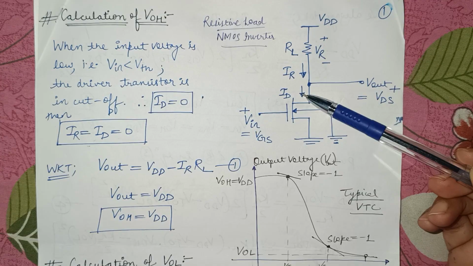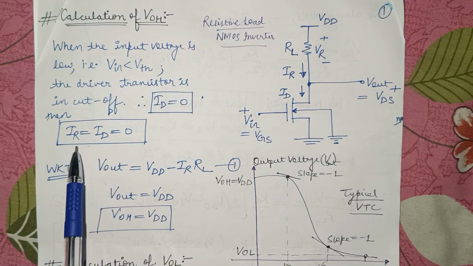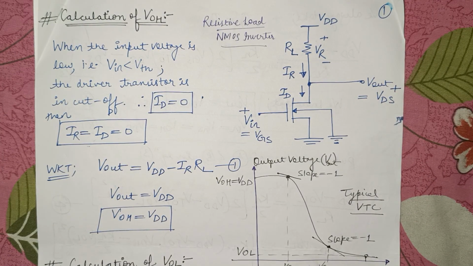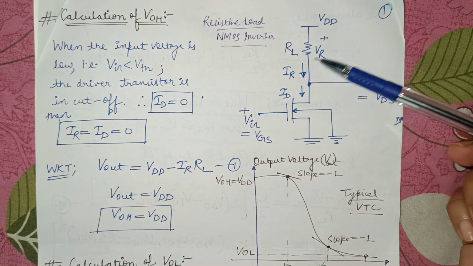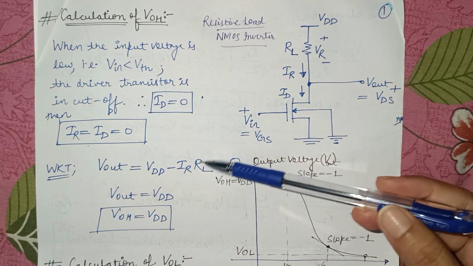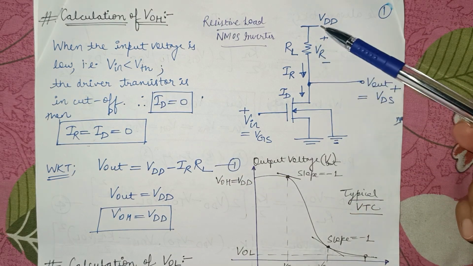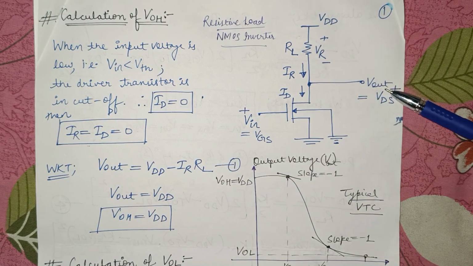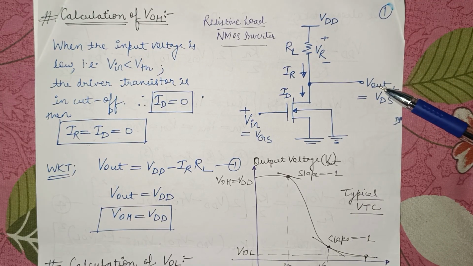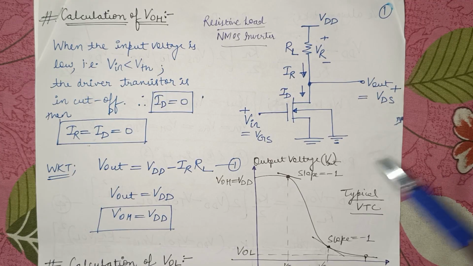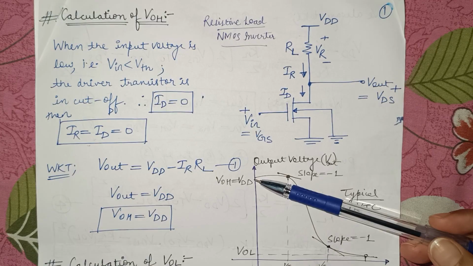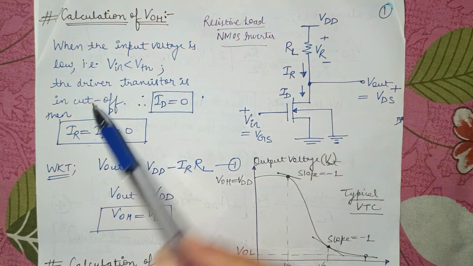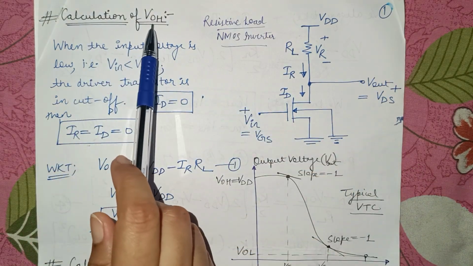Because ID is equal to 0, IR is equal to ID is equal to 0. If this current is 0, then there will be no drop across the resistor, and this term will be 0. So all the voltage is across the transistor. VDS will be equal to VDD, or you can say V out will be equal to VDD. So we can say that when the input is 0, VOH is equal to VDD. This is our first calculation, in which we have calculated VOH.